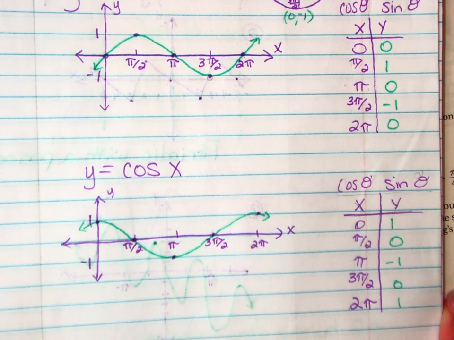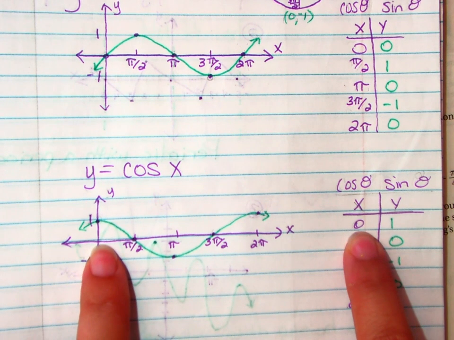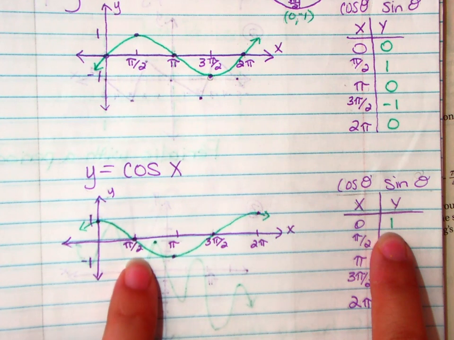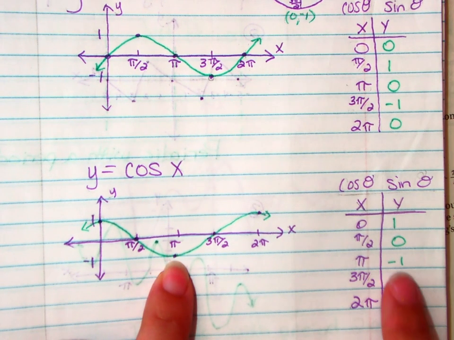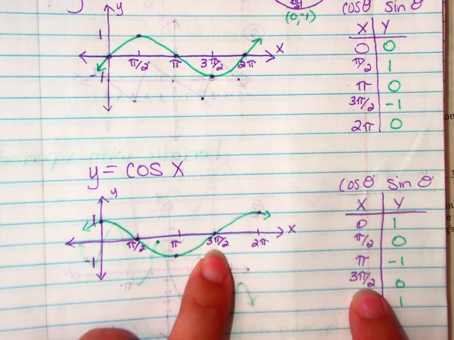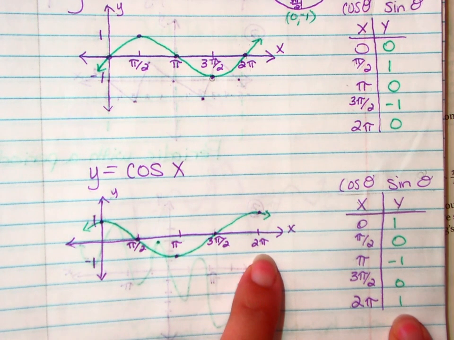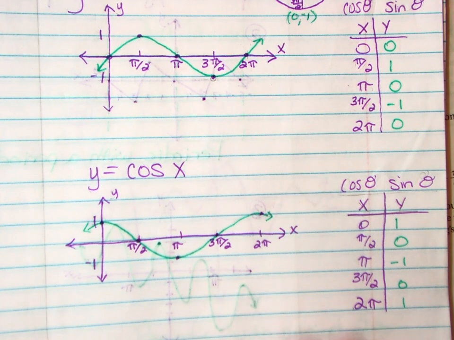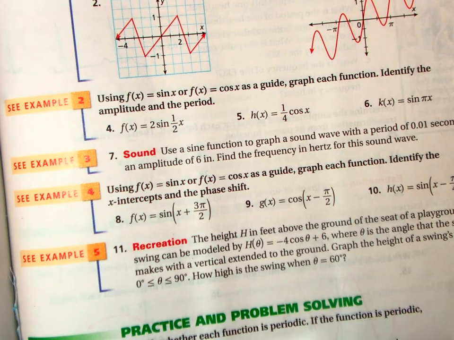We're making our xy chart. Okay? So at 0, I'm at 1. At pi over 2, I'm at 0. At pi, I'm at negative 1. At 3 pi over 2, I'm at 0. And at 2 pi, I'm at 1. Okay? So I want to go over our first problem that we will be doing.